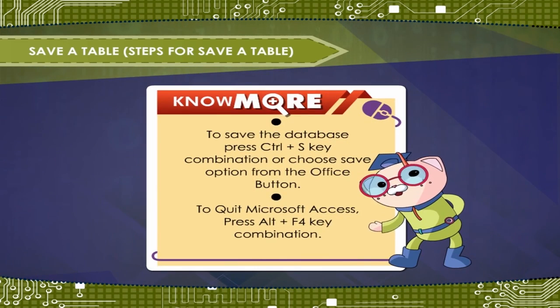To save the database, press the Ctrl+S key combination or choose the Save option from the Office button. To quit Microsoft Access, press the Alt+F4 key combination.